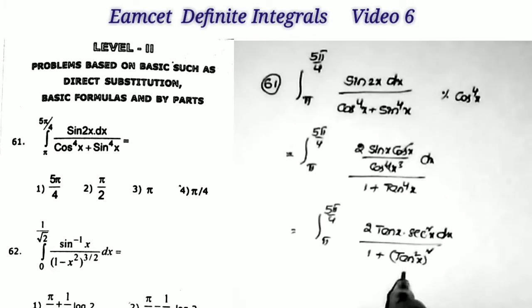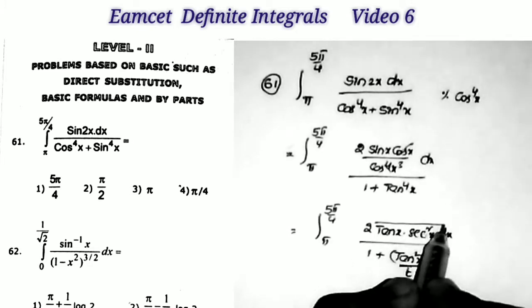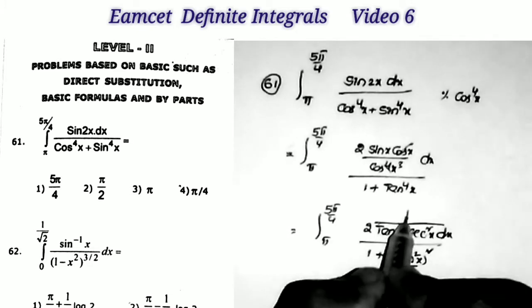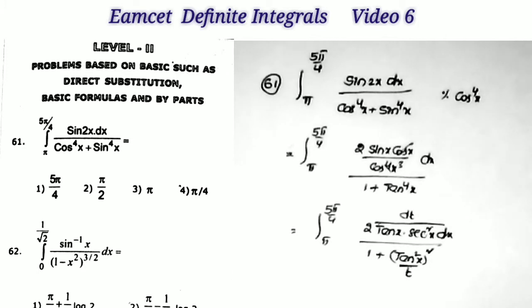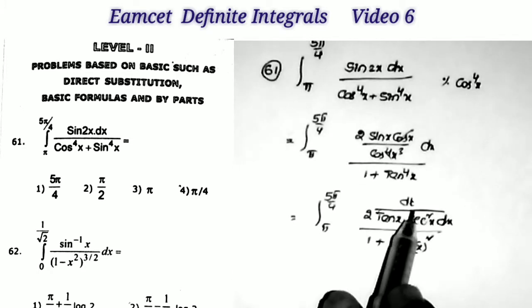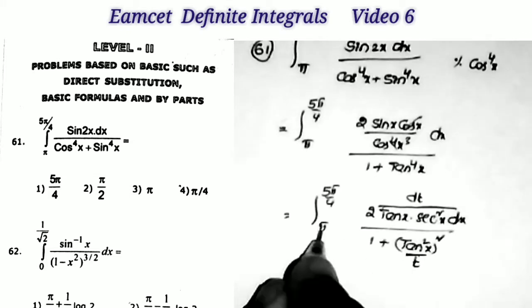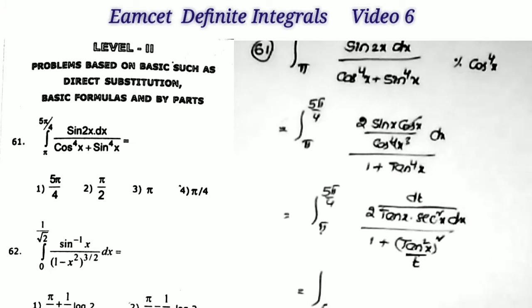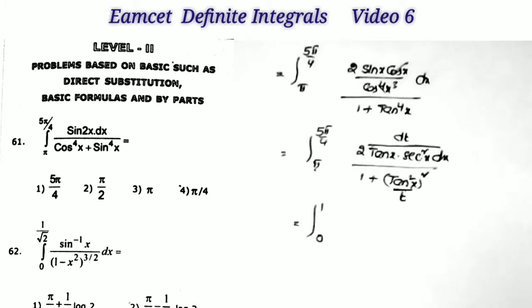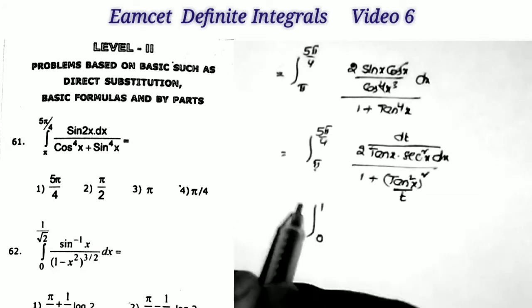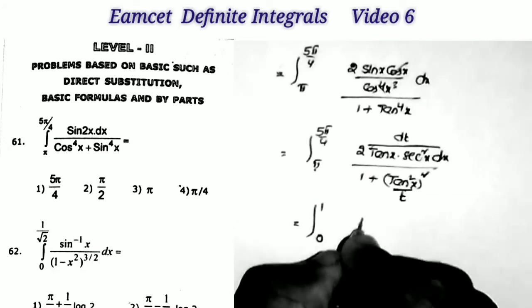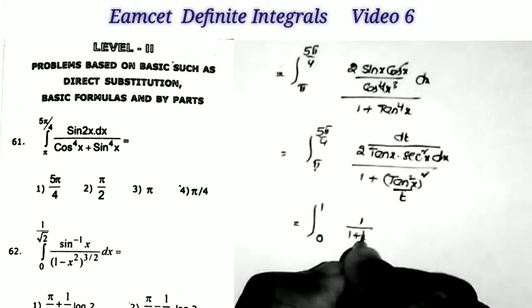Now I take tan square x is equal to t. What is the derivative of tan square x? 2 tan x into again the tan x derivative, secant square x dx. That is, the question becomes now dt by 1 plus t square. Now changing the limits also here: x is equal to pi, tan pi is equal to 0. x is equal to 5 pi by 4, tan 5 pi by 4 is equal to 1, third quadrant plus 1. So the question is equal to now 1 by 1 plus t square into dt.